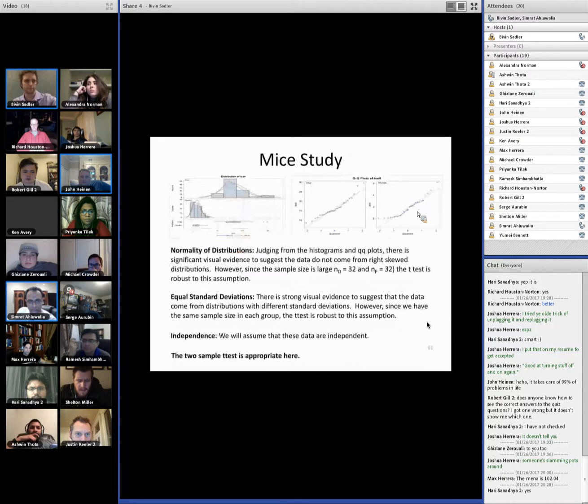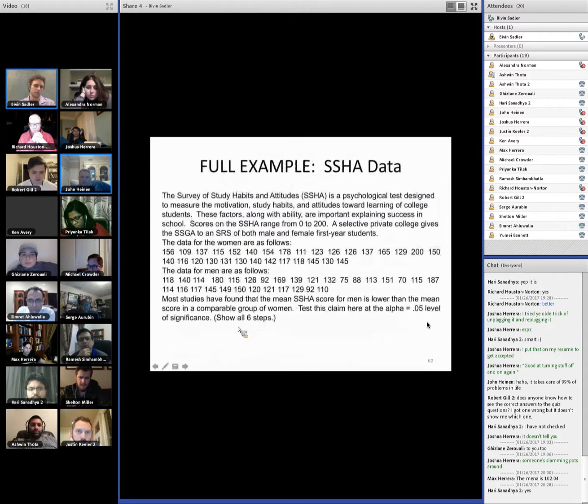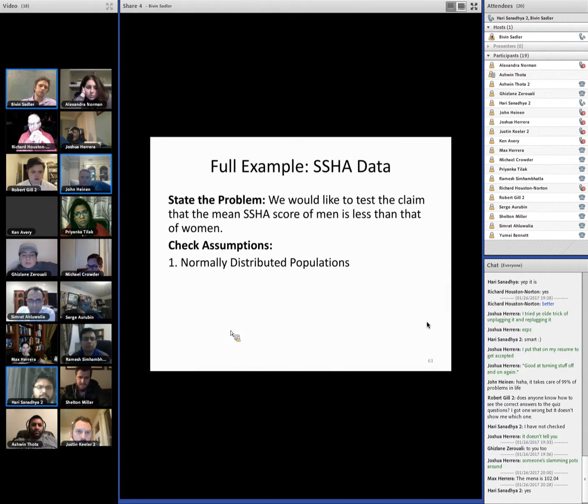Now, if one was 31 and the other one was 32, still really no problem, right? They don't have to be exactly equal. If one was 100 and another one was 101, that's the gray area. Of course, there's some point at which you really want to stay away from that. But certainly if they're equal, then you're robust to that assumption. We are in this case robust to both assumptions. We're going to assume independence. A t-test is appropriate there. I'm going to leave the SSHA one for you guys to work on.